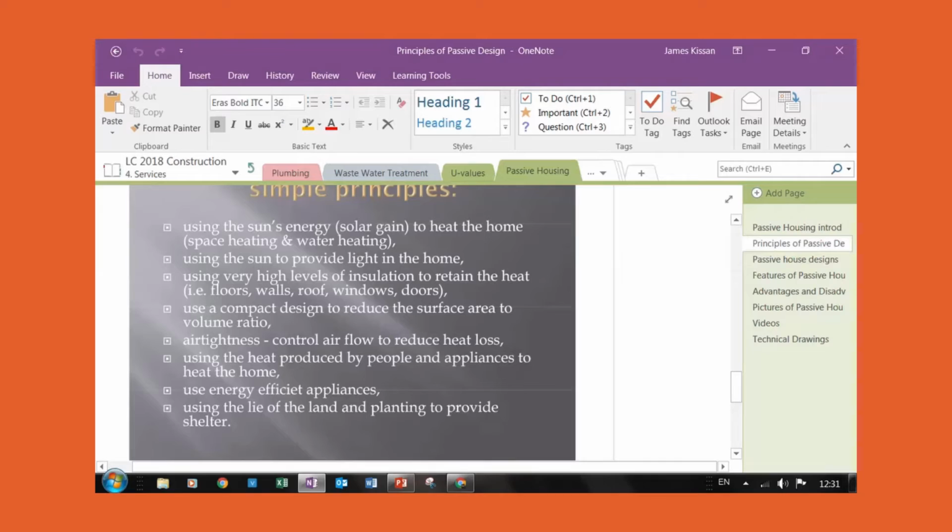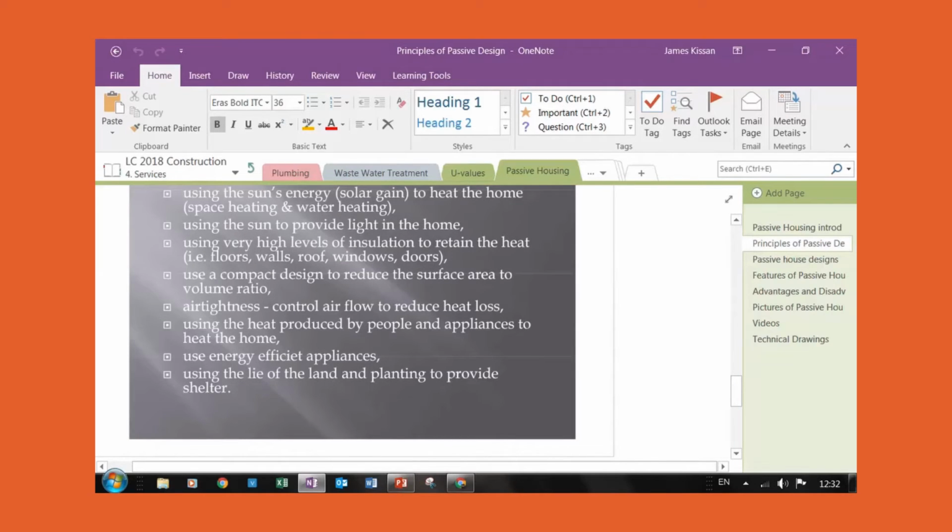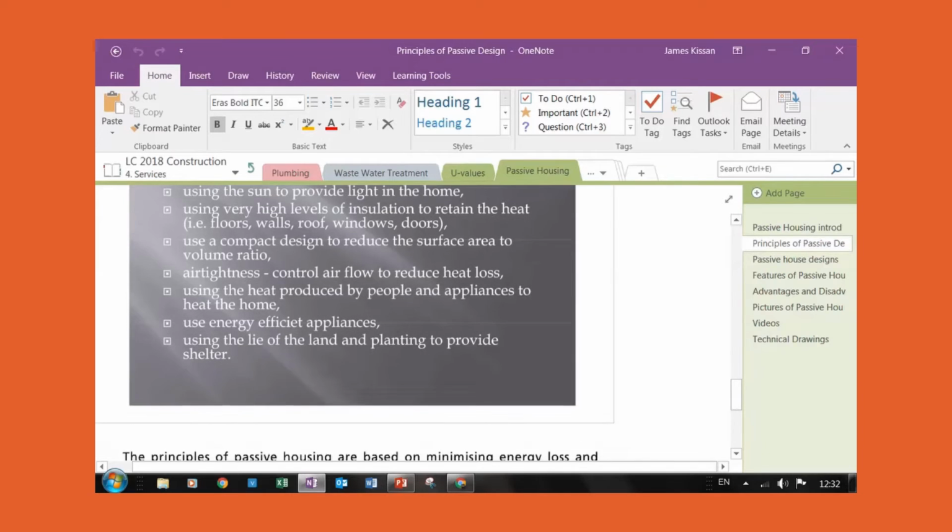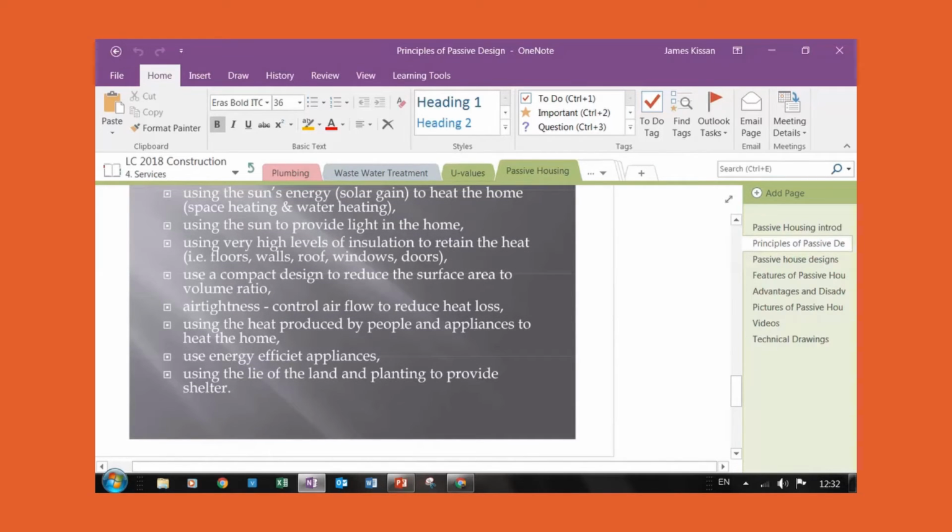So the next point here is use a compact design to reduce the surface area and volume of the house. Now we'll look at that in another slide. It's very easy to see the difference between the ratio of surface area compared to volume. You could have two houses, the same volume, but totally different surface areas. We'll look at that. Airtightness controls the heat flow to reduce heat loss. So we've covered that. Then use the heat produced by people and appliances to heat your house.